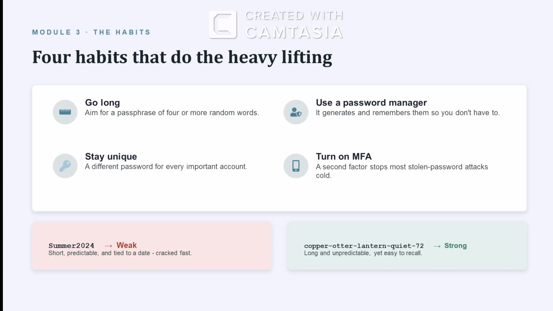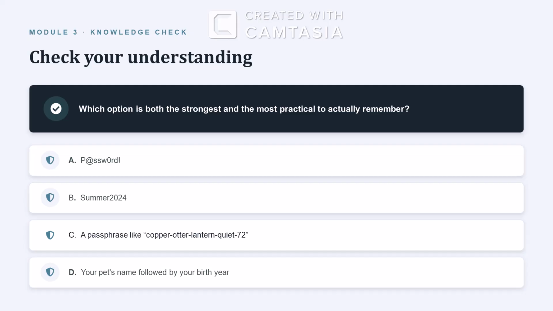4 habits make a big difference. Make passwords long, using 4 or more random words. Use a different one for each important account. Let a password manager create and remember them for you. And turn on that extra verification step, which stops most attacks even if your password is stolen.